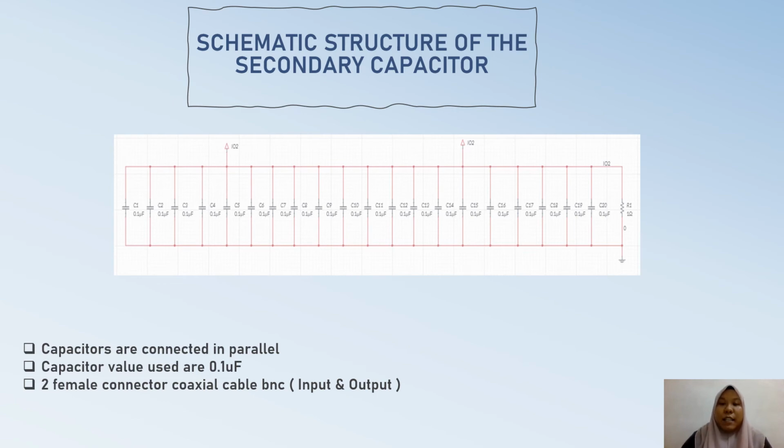Okay, then at the connector above, there are two female BNC coaxial cable connectors, one for input and one for output.